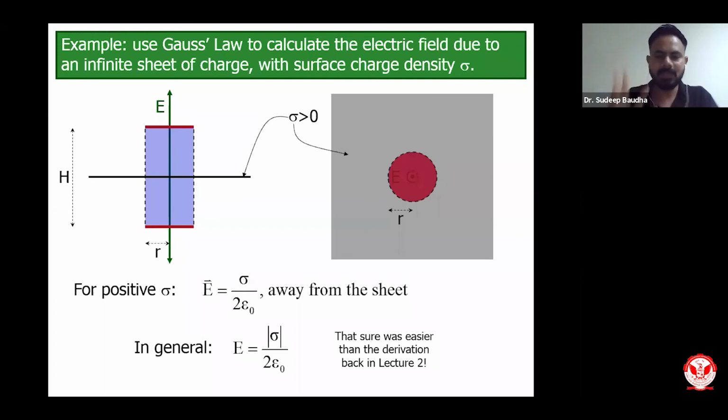Now this is very, very easy compared to the derivation we did in our previous lectures. If you recall our lecture number 2 or 3 on electromagnetics, we did the same derivation and it took almost 20 minutes. But using Gauss law, it takes 2 minutes. That's why I always say Gauss law is very, very important. And this was our last application of Gauss law.